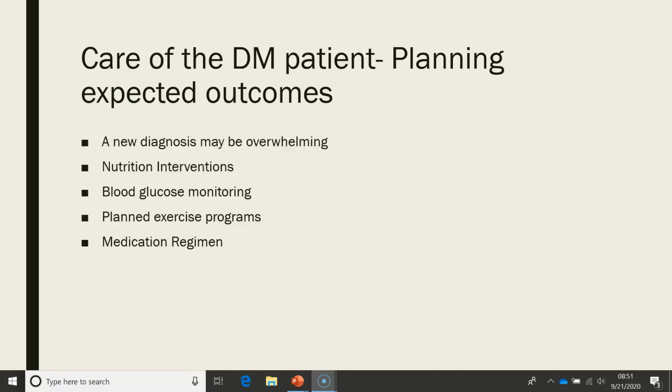Care of the diabetic patient, planning expected outcomes. Whether it's a child with a type 1 diagnosis or an adult with a type 2 diagnosis, a new diagnosis of diabetes may be overwhelming. For our purposes for this class, we're going to concentrate again on the patient with type 2 diabetes. And this diagnosis may be overwhelming. It may cause depression. It may, when they first see what all they're going to have to do in changing their lifestyle, just be very overwhelming.